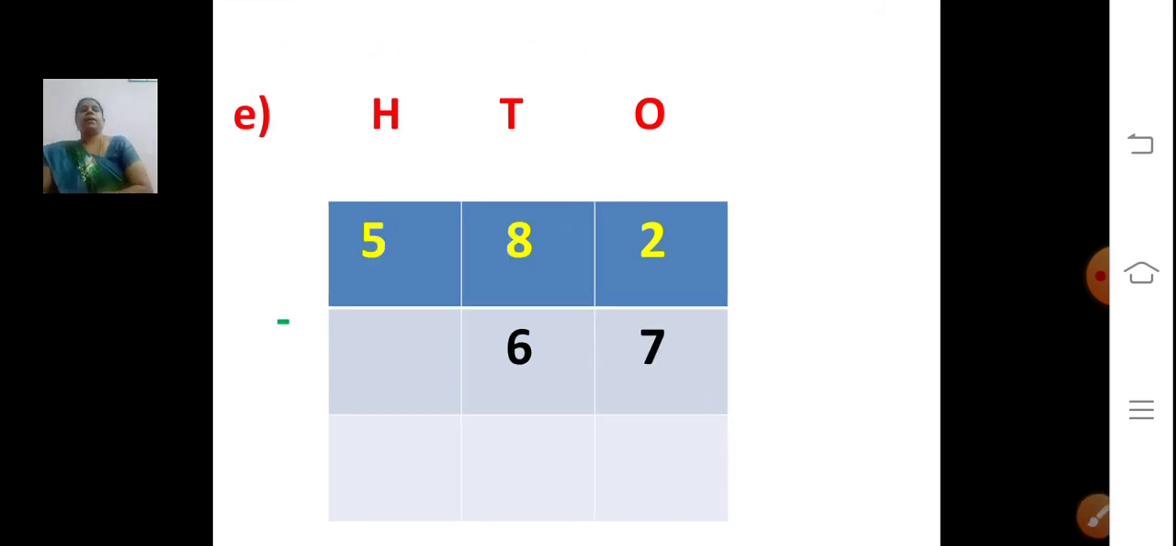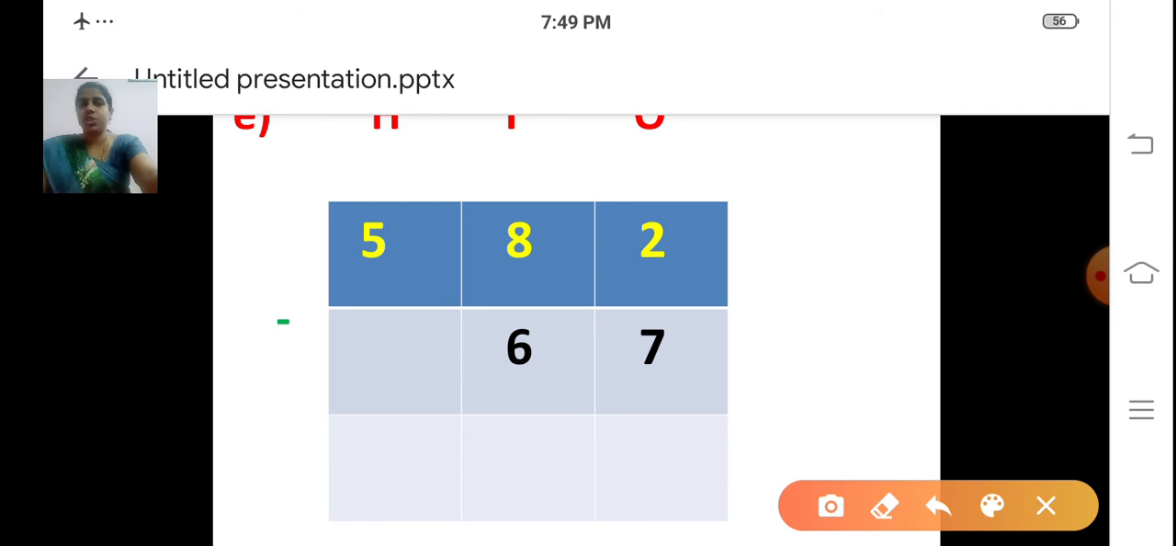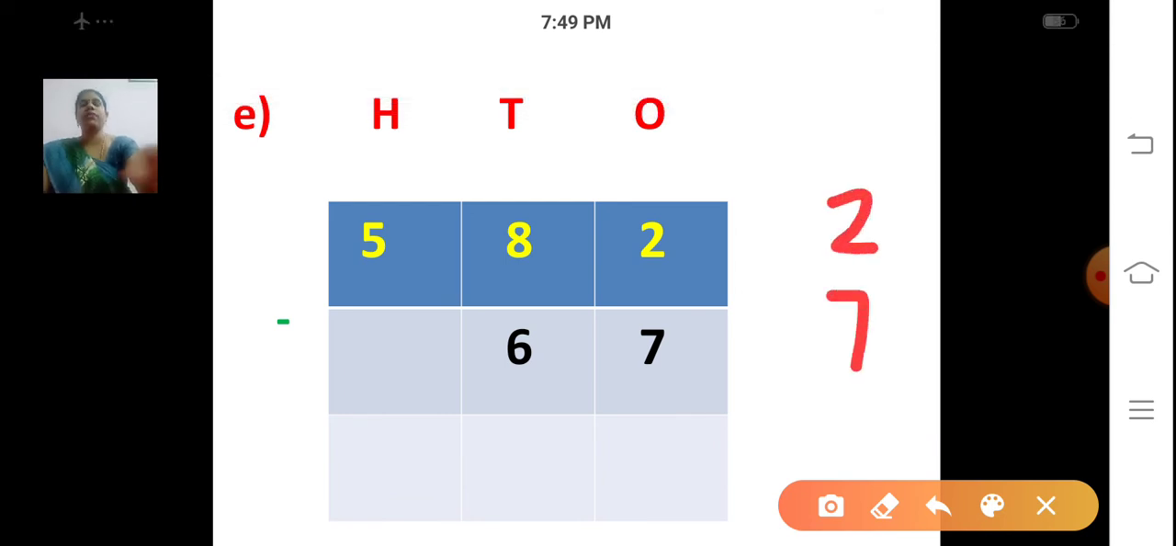Next, this is by borrowing, right? We'll see. We are going to subtract the numbers 582 minus 67. So let's start to subtract from the ones place. Can you subtract 2 minus 7? Can you subtract from a smaller number? That is not possible, right? So in that case, what do we have to do?